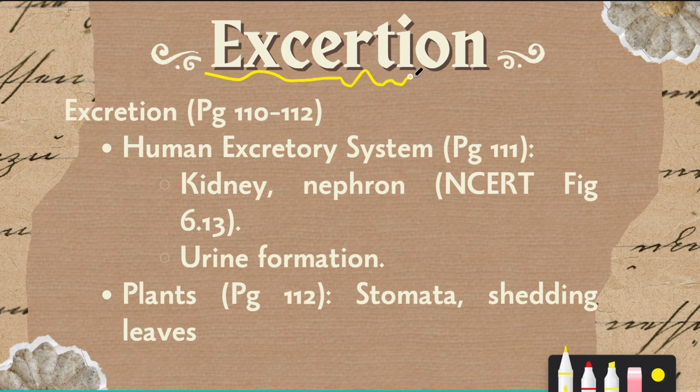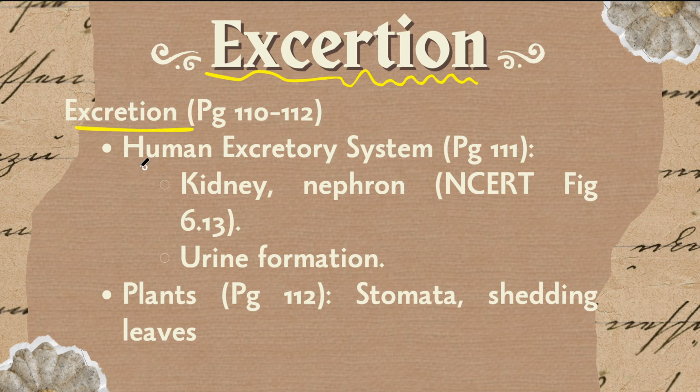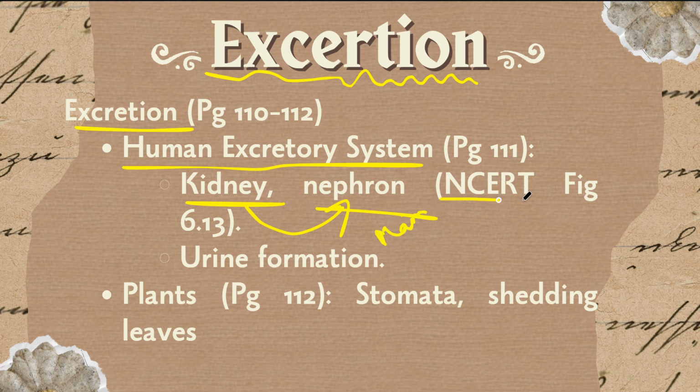Excretion. So you will eat food, and the waste, where should it go? That is called excretion. So human excretion system, which is page number 111, kidney, nephron. Kidney's main component is nephron, which can be read more on page number 111, figure number 6.30. Urine formation.